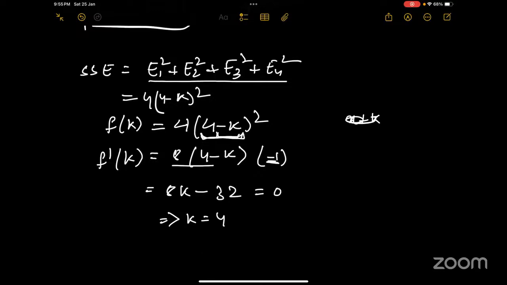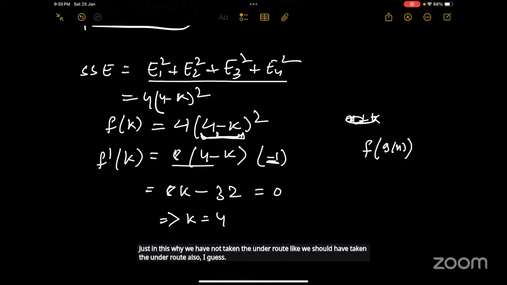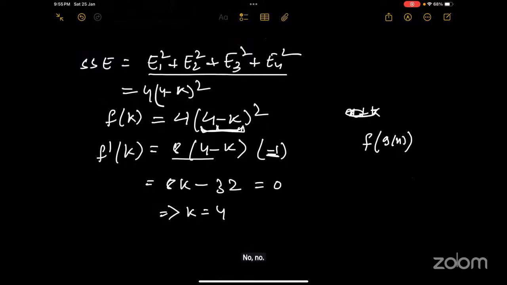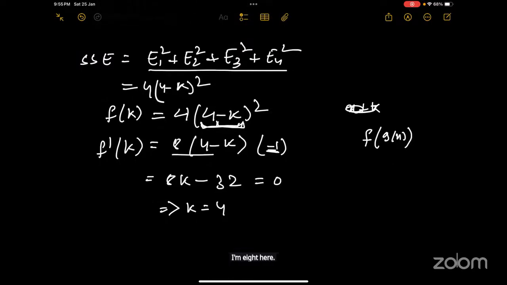Do you know how to differentiate a function? Do you know the chain rule? Okay, just let me remind you. Why have we not taken the square root? For the SSE we have to take the sum of squared errors, not a root. We have to square the errors and take the sum. No, for SSE we don't have a root.